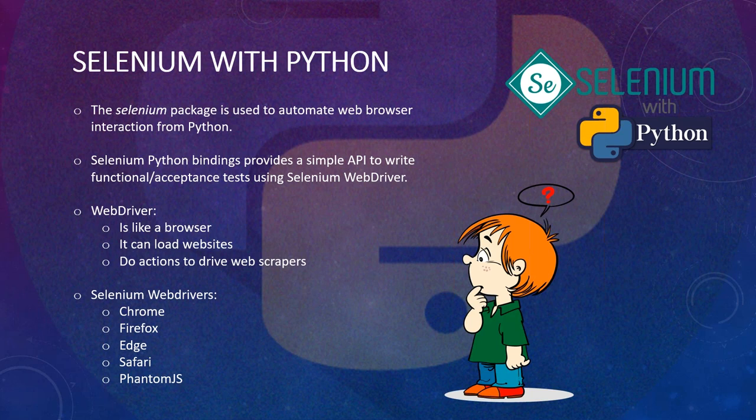Before that, what is a web driver? A web driver is like a browser, and it can load websites and drive web scrapers. It can also be used like a Beautiful Soup object to find page elements. It can interact with elements on the page, like sending keys, clicking, etc. What are the Selenium web drivers? As I mentioned before, Chrome, Firefox, Edge, Safari, and PhantomJS. Why only these? Because Selenium has recently provided support for only these four or five web drivers. If you want any information about this, you can go to the Selenium documentation.